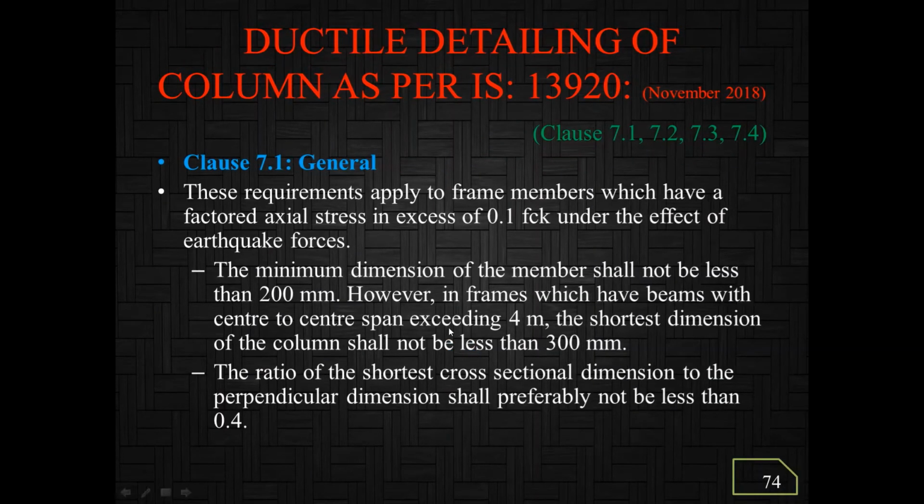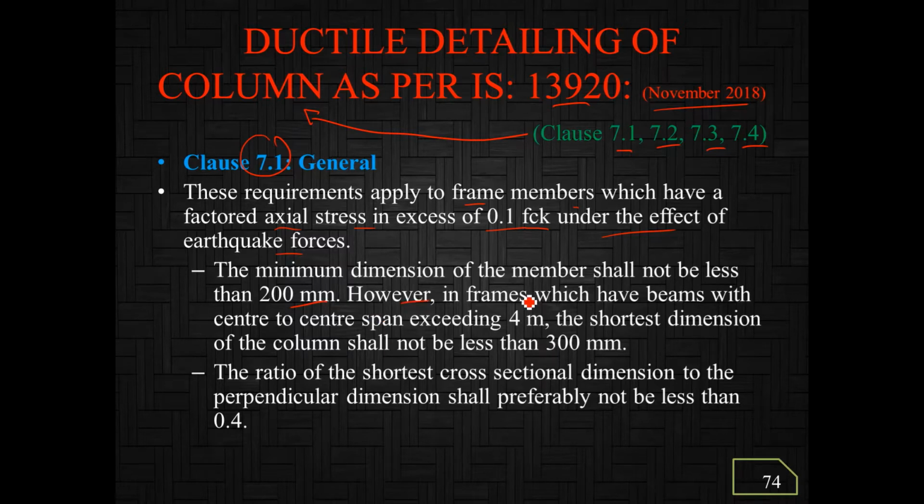Then comes ductile detailing of columns as per IS 13920. This question was asked in winter 2018. Clauses 7.1, 7.2, 7.3, 7.4 are for the column. First is clause 7.1. This requirement applies to frame members which have a factored axial stress exceeding 0.5 fck under the effect of earthquake force. The minimum dimension of the member shall not be less than 200 mm.